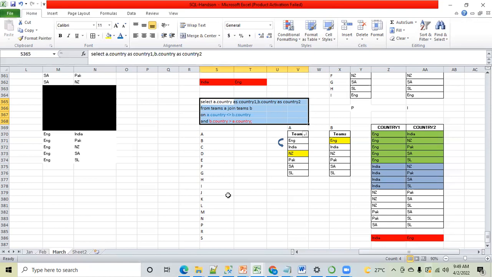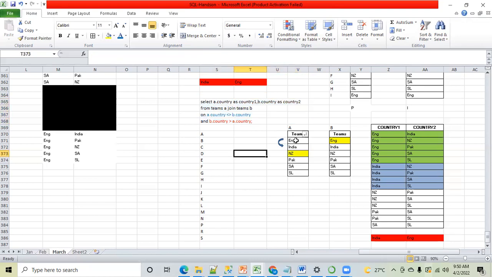So here, what is happening? First of all, your SQL engine will sort all these countries. You can see this is sorted: E, I, N, P, S, N. First, this will sort. Then it will match England with, it will not match England with England, because we have mentioned I don't want to match the same country. That's why you are giving a not equal to operator. So England with England will not be matched here. Correct?